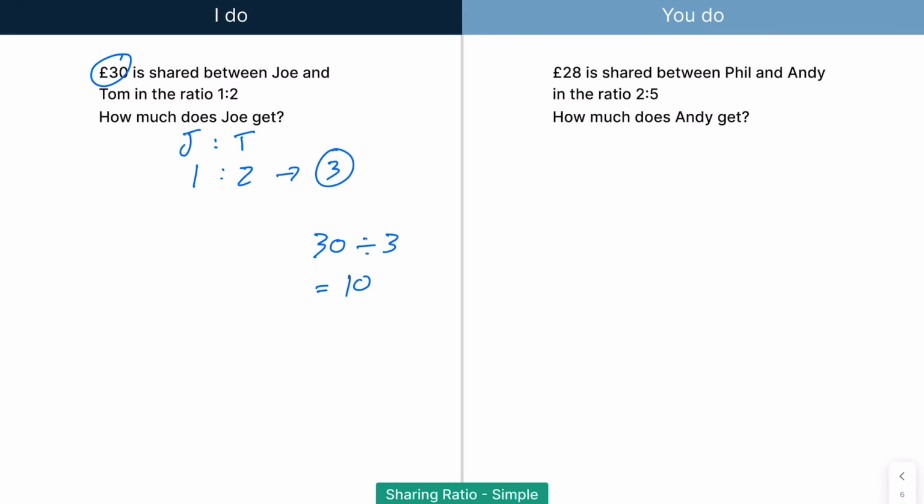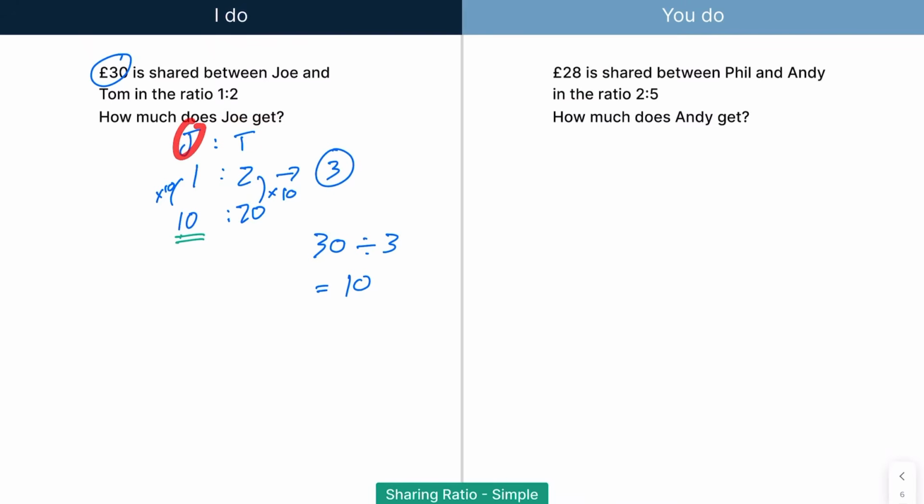So that means that Joe got £10. So we're just going to multiply that by 1. And Tom got 2 times 10, which is 20. So the final answer is, how much did Joe get? Joe got £10. So just as a recap, we first write out the ratio that's given in the question.